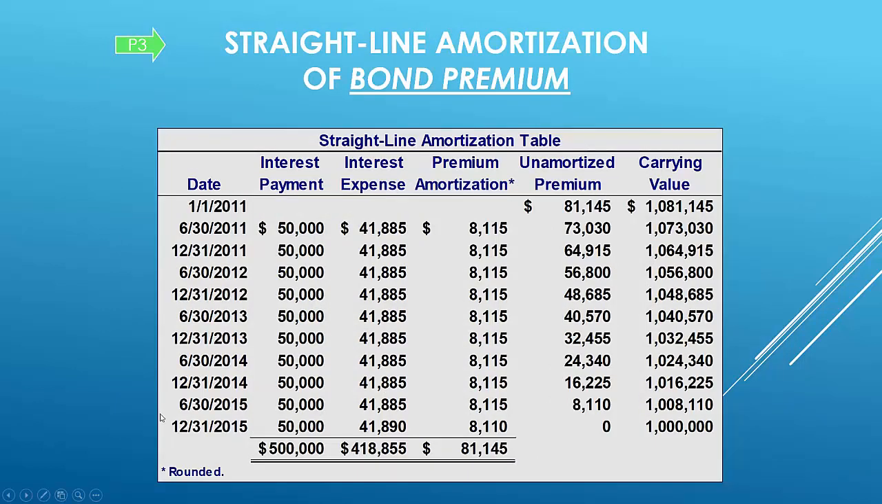Okay, and here's how this would be amortized. So you can see that I've got $1 million, $1,081,145. That's how much I took in. This is the premium. Okay, so every 6 months I'm paying $50,000. My interest expense is simply the premium that's amortized over the period of the loan less the $50,000. That's how I get the amount of my interest expense, and then that eventually goes down to $1 million. So that premium is amortized over the carrying life of that bond.